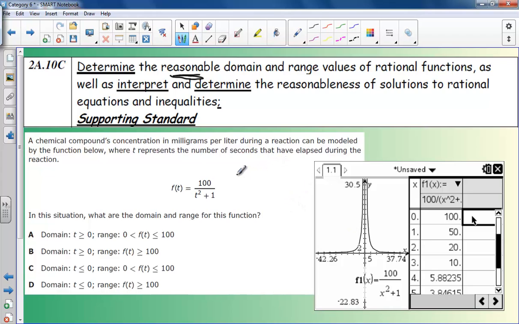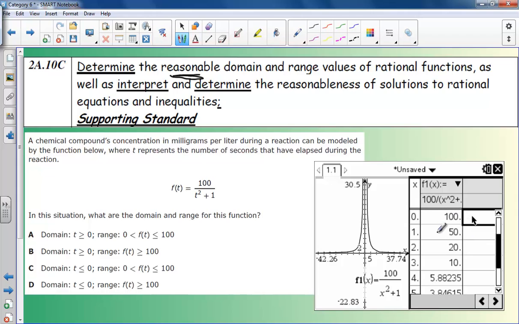So in this situation, this is science here, chemical compounds concentration can be modeled by the function below. T represents the number of seconds that have elapsed during the reaction. This was taken from a previous EOC test, so this is one of the ways you could expect it to show up. So my function is given here, and I have graphed my function, and of course I've changed t to x because I can't graph a t. And so this is what my function looks like.